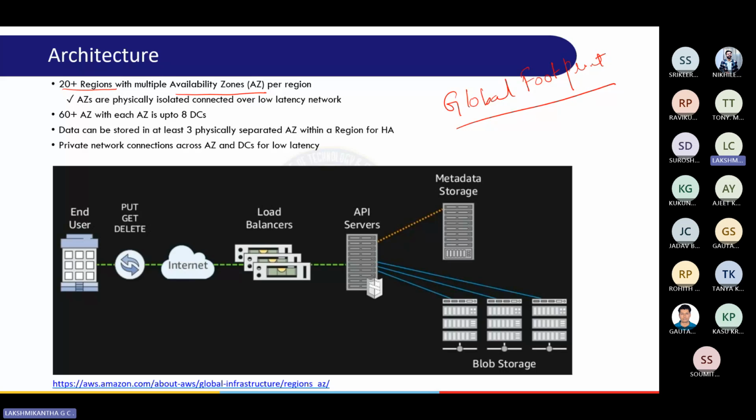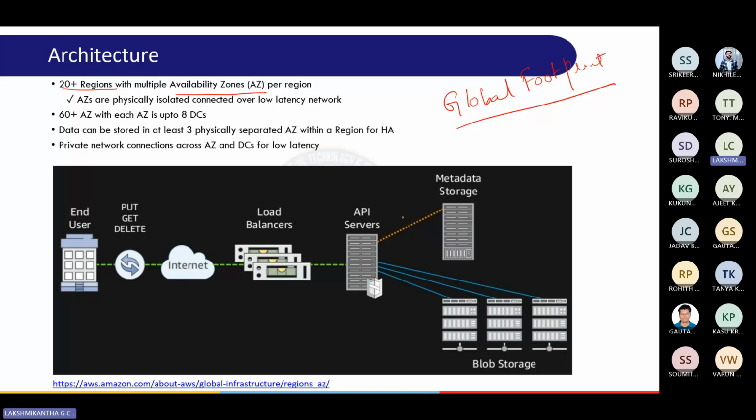So remember, AZs are physically isolated data centers, right? Connected over a private, low latency network. That you should remember. And one more thing is high durability by default. Critically, S3 is designed to store data in at least 3 physically separated AZs within a region. Why is this, guys? This provides high availability. If one AZ is destroyed, your data is safe in the others.